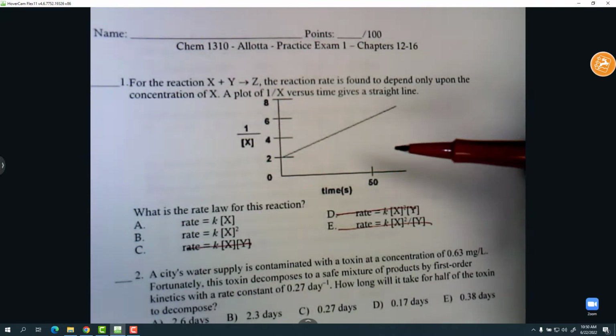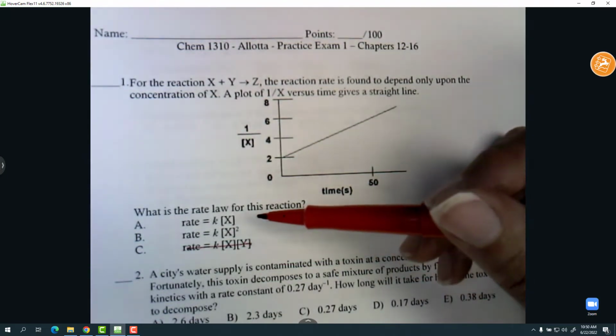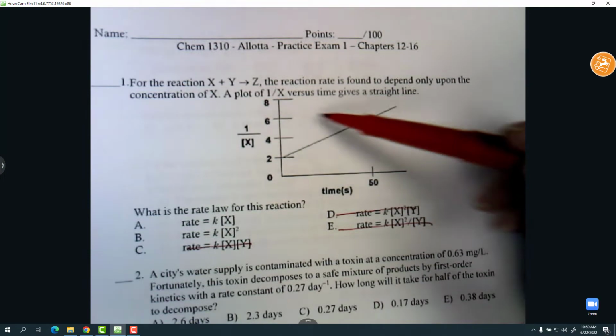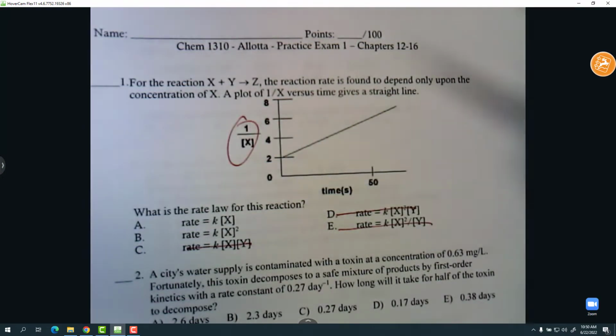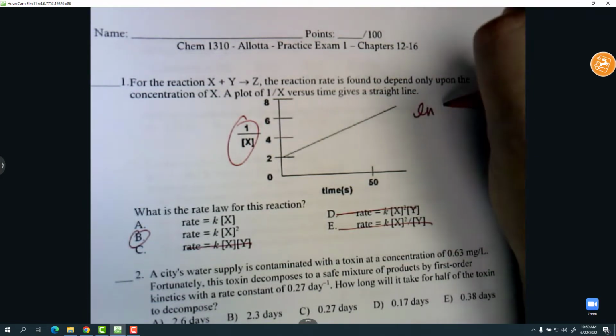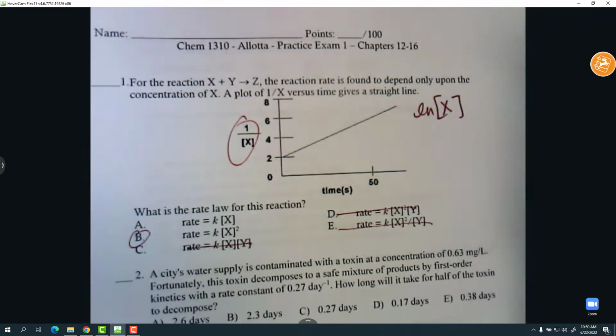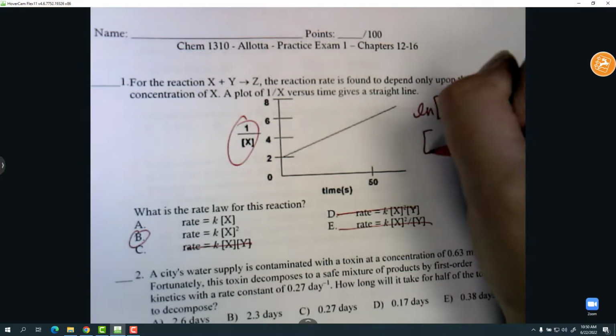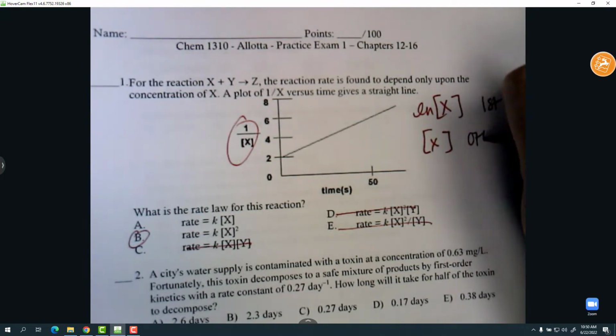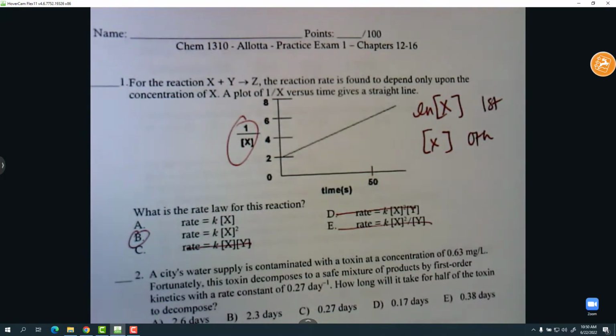And then this graph is what's going to tell me which of the two that only have X in it is. And the fact that it's a straight line when it's 1 over X tells me it's second order with respect to X, which would be X squared. Remember, if it's natural log of X, that would be first order on the Y-axis versus time. And if it's just the concentration, that'd be 0th order. But if it's 1 over the concentration, that is second order. So that would be B.